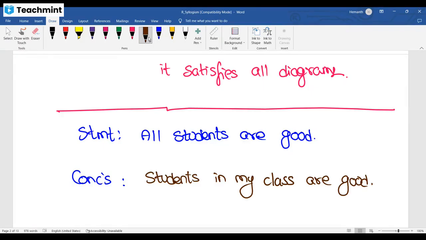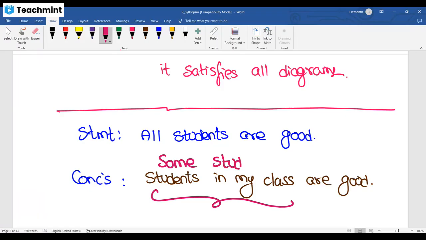The statement said all students in the entire world, in the entire universe, are good. That's what the statement is telling us. Then definitely the students in my class are good, with respect to that statement. Your job is with respect to the statement: is it true or false? True. Now, students in my class means these people are only some students, not all students. I'm talking about some students only.